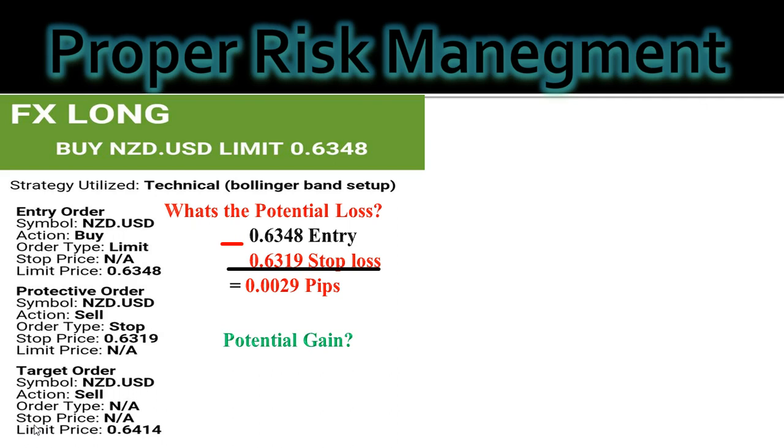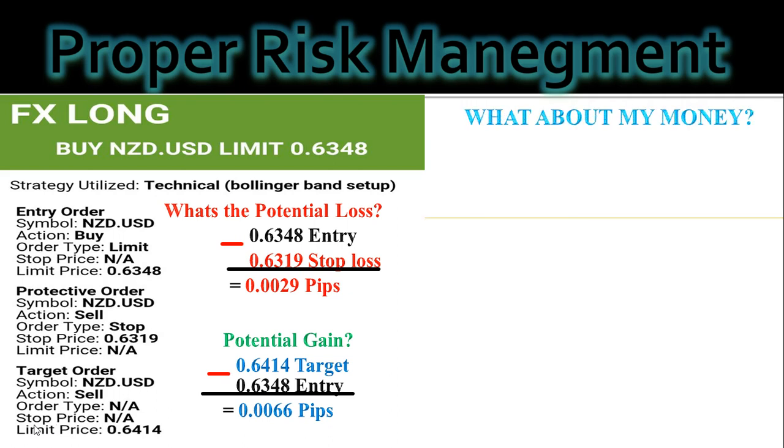If you want to know what your potential gain is, you want to take your target order, which is 64.14, and subtract your entry point, 63.48. When I do that, I'm going to get 66 pips. That's what I'm willing to gain. 29 pips is what I'm willing to risk to gain 66 pips. That's called a 2-to-1 ratio.